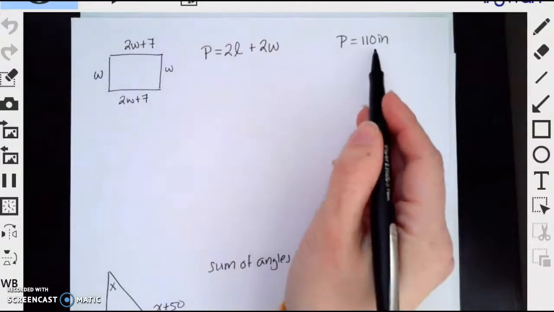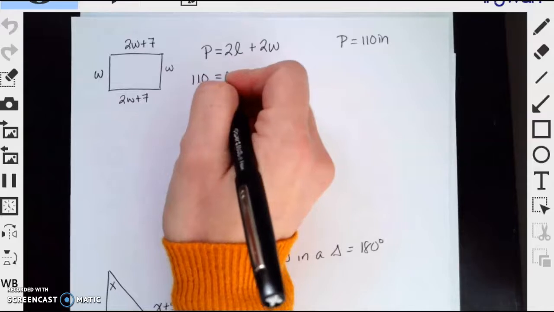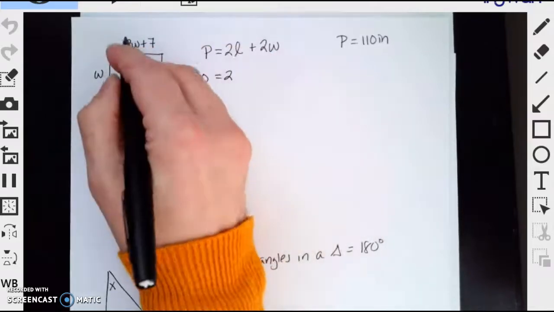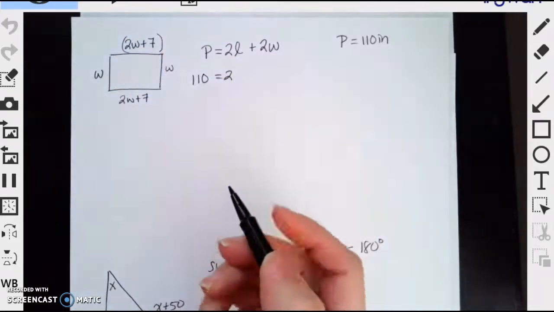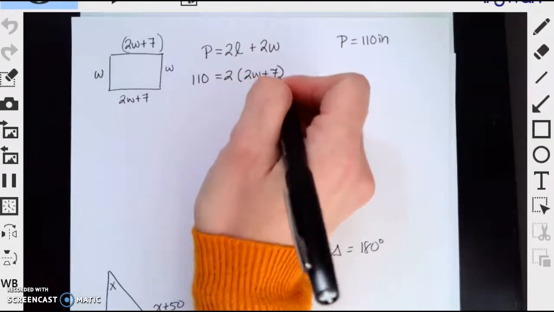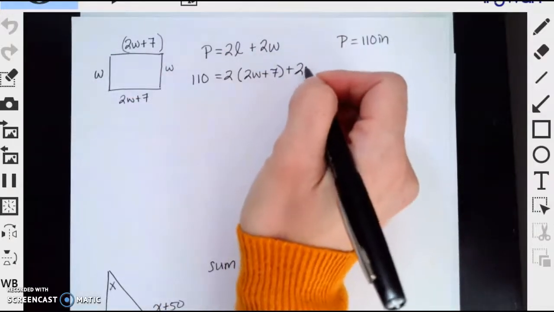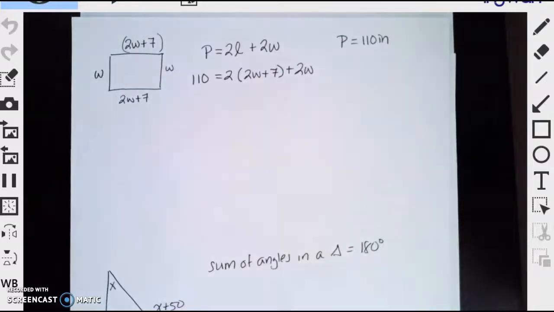So I know that the perimeter is 110, so I'll replace P with 110. 2 times the length, this is the length, 2W plus 7. So 2 times 2W plus 7 plus twice the width. So 2 times the width. The width is W for us. Alright, so now we'll just solve. We have one variable. We'll solve for that variable.